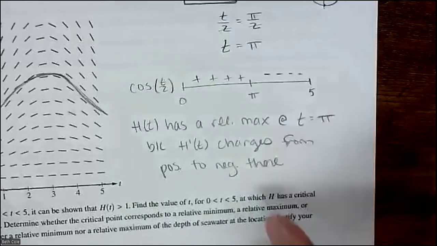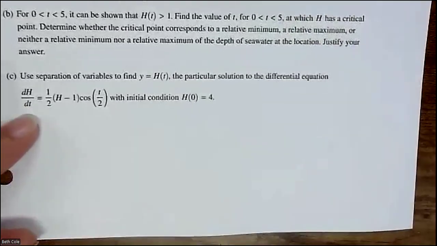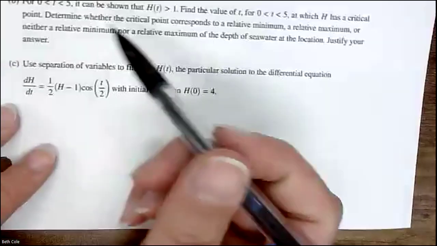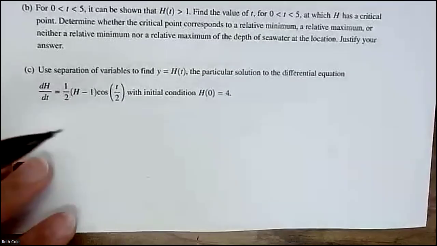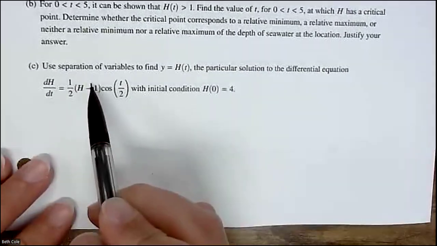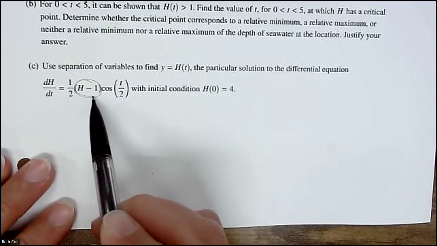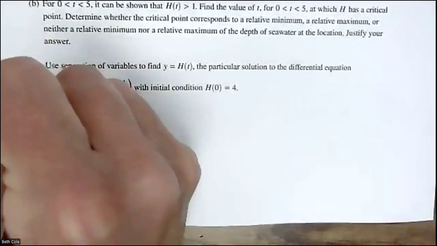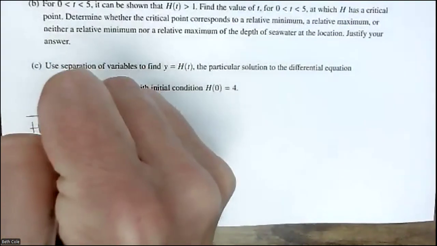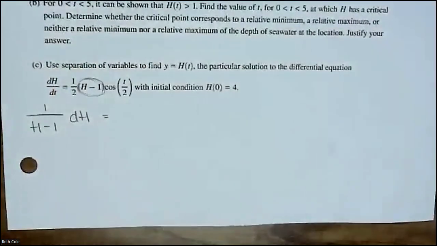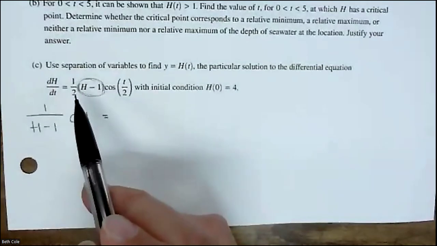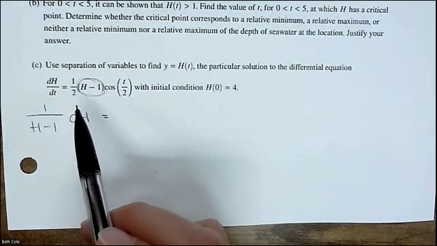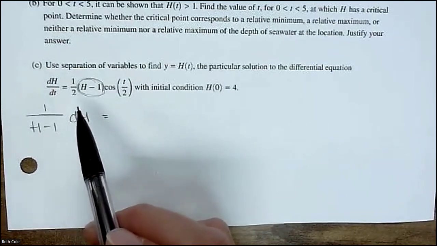And then for C, differential equation, this is going to be on there, right? Everything with an H moves to the left, everything with a T moves to the right. So how would we move over this H minus 1? We'd divide. So it's going to be 1 over H minus 1 dH. Why did I leave the 1/2 there? Because we've talked about this a little bit. Because what's our goal at the end? To get H by itself.